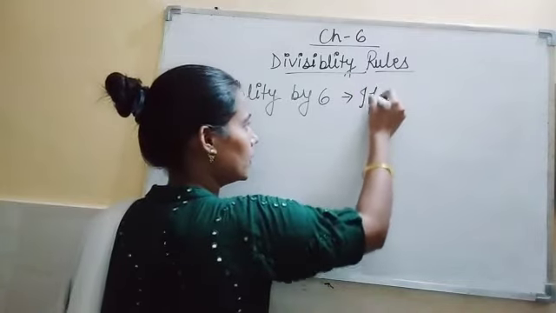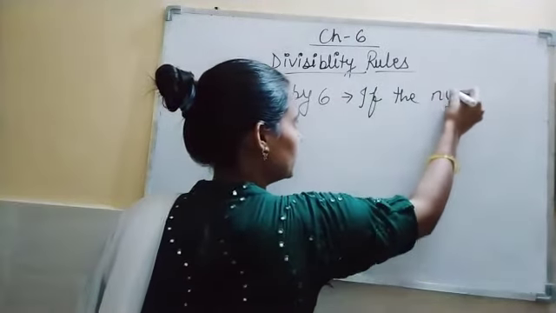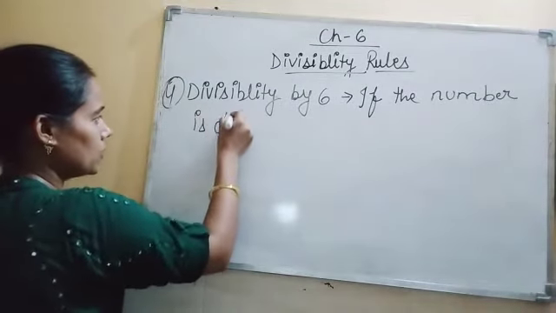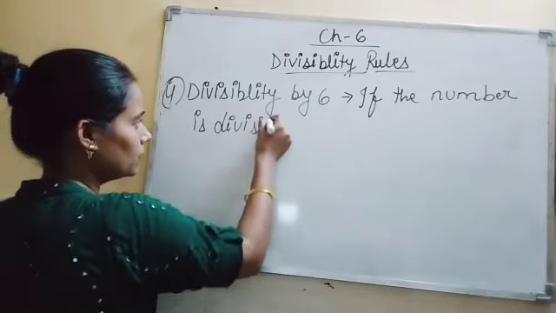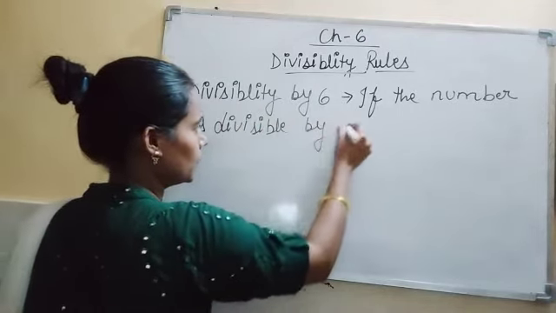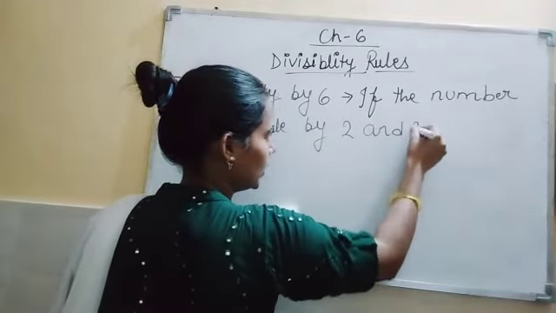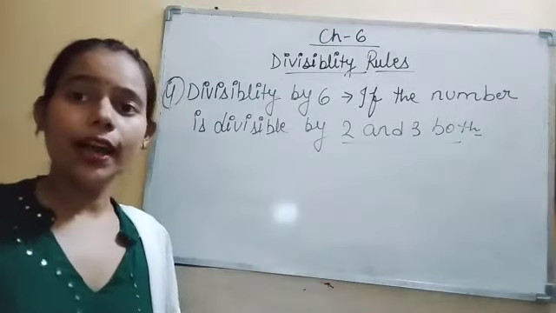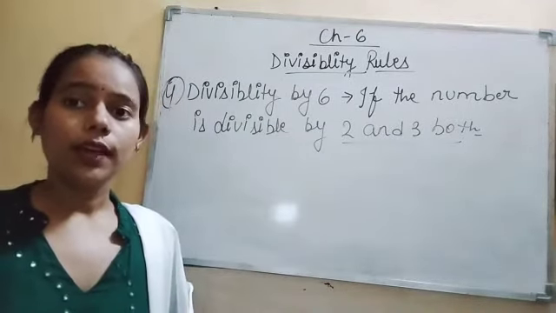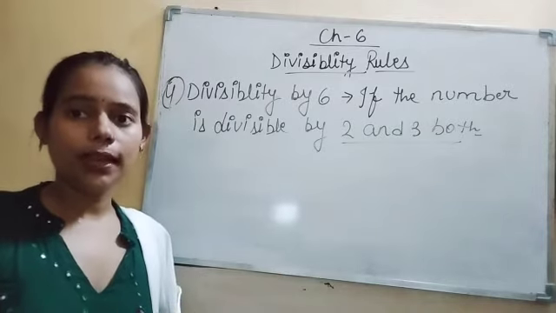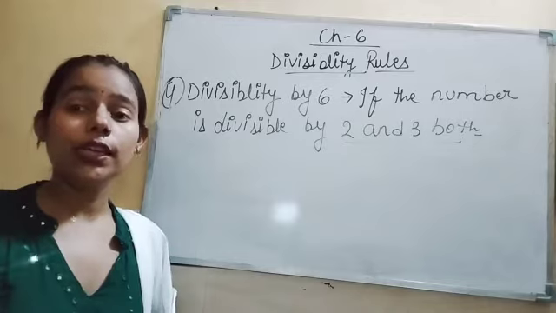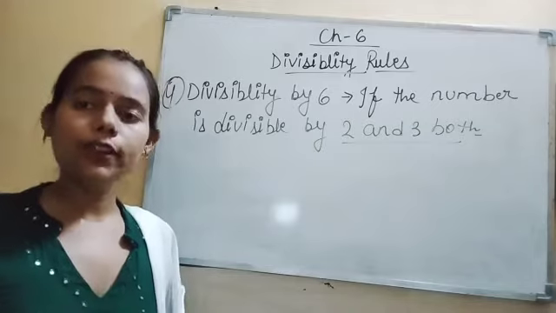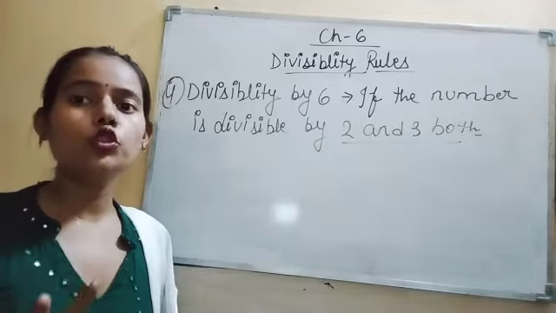If the number is divisible by 2 and 3 both. So class, that is the condition there. The given number should be divided by 3 and 2 both. We can't say that it is divided by 3 not 2 or divided by 2 not 3. So that is the condition there. On the particular given number, the rule of 3 and 2 both should be applied.